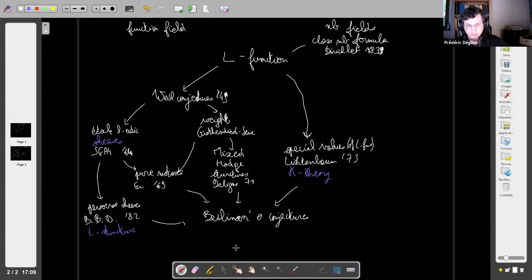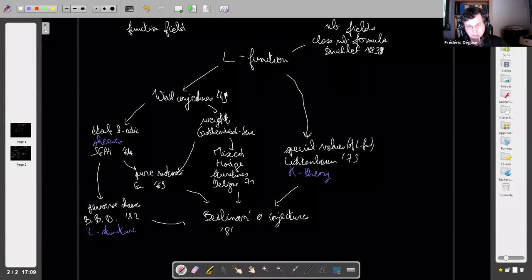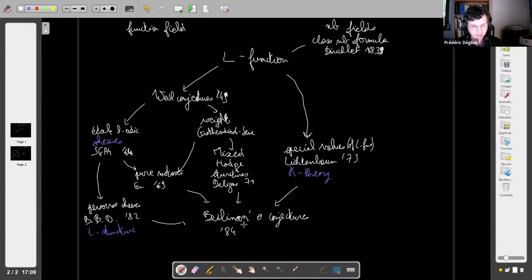Lichtenbaum also gave some conjectures like that afterwards. So this is around '84, '86, maybe it's in height pairing. So the Beilinson conjecture, the existence of a new category that we will describe now, not exactly, which enlarges motives and incorporates all these aspects here.